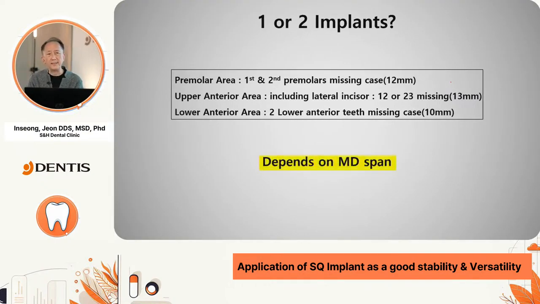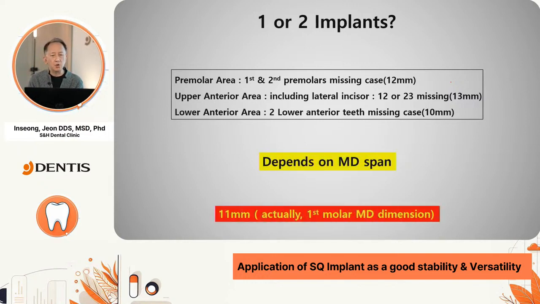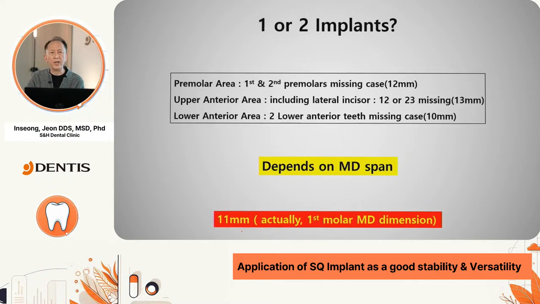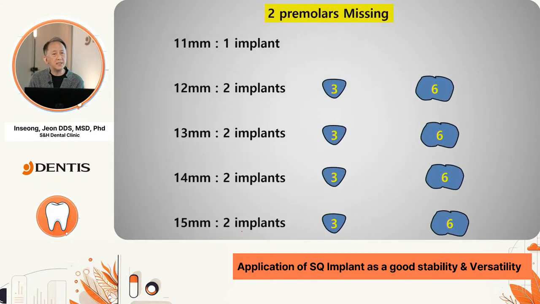1 or 2 implants, this concept is also very critical here. So usually, first premolar and second premolar both missing cases. I lectured many times in Indonesia, Jakarta. I have many friends. So at that time, I recommended 11 millimeter. Up to 11 millimeter, 1 implant is okay. Over 13 millimeter, 2 implants are okay. At this time also, this SQ implant is highly predictable here.